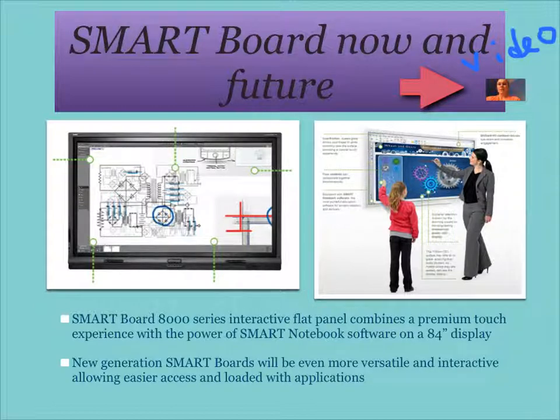Smartboards present and future. There have been modifications done on the smartboards. For example, Smartboard 8000 series is an interactive flat panel. It combines a premium touch experience with the power of Smart Notebook software, and it could come in different dimensions for the display. The highest one is 84-inch. The new generation smartboards will be even more versatile and interactive, allowing easy access, and they will have multiple applications for students to use.